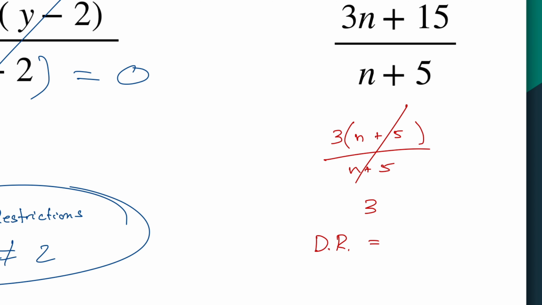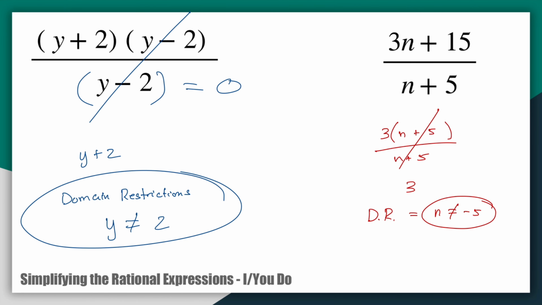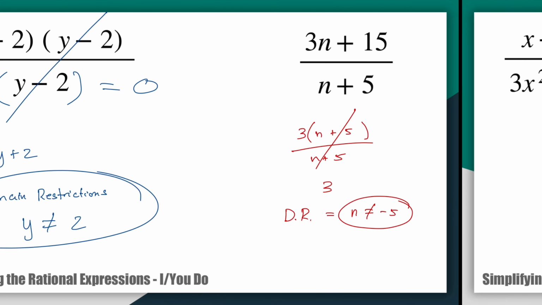If you solve it, you're going to get n cannot be negative 5. Okay, so hopefully you got that. If you didn't, that's okay. It's pretty new stuff. It takes some time to click.